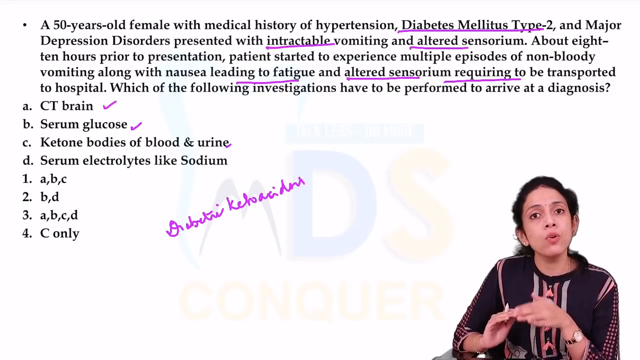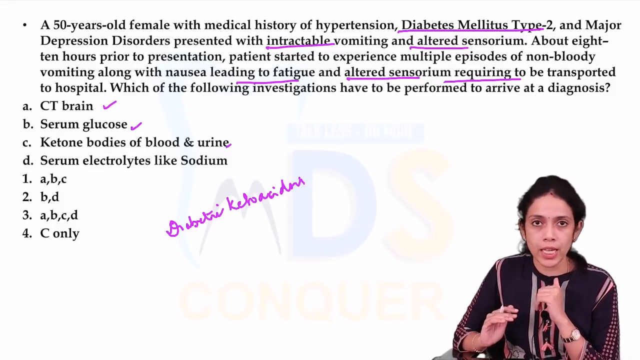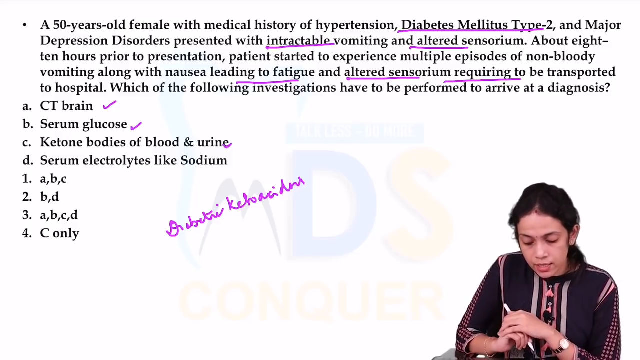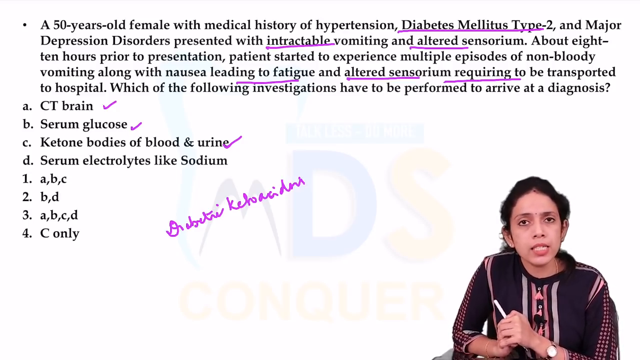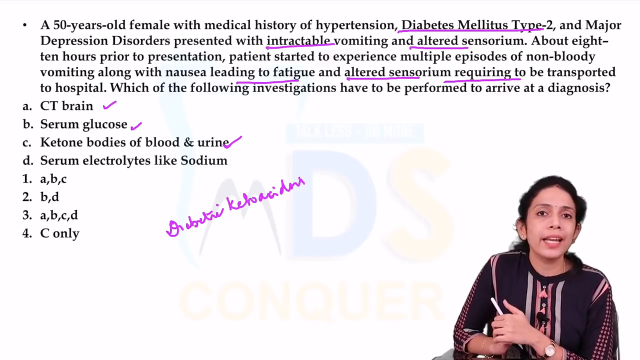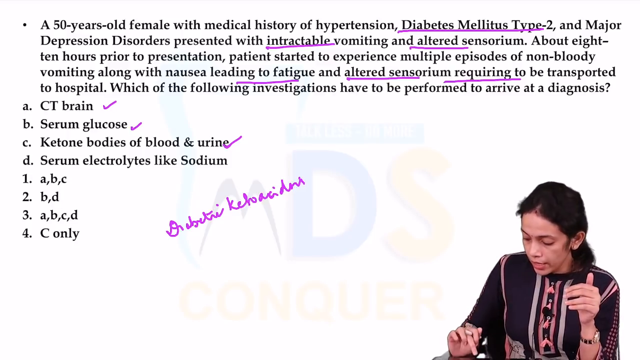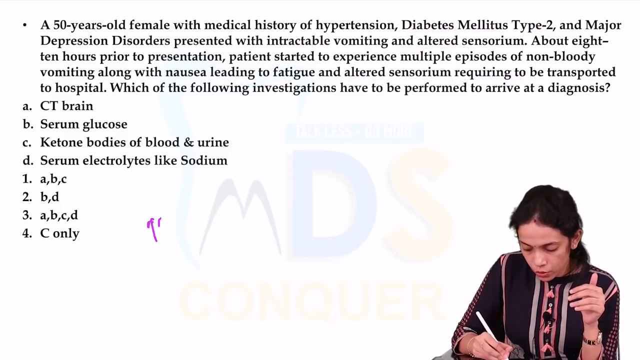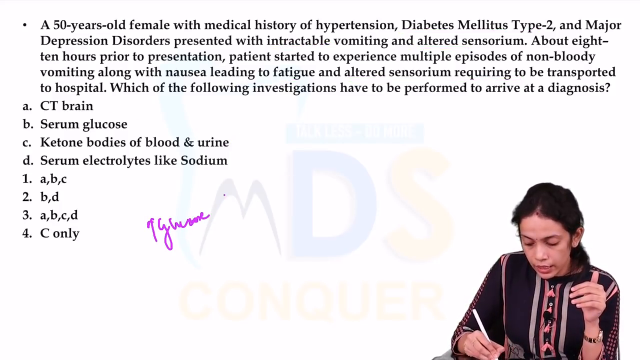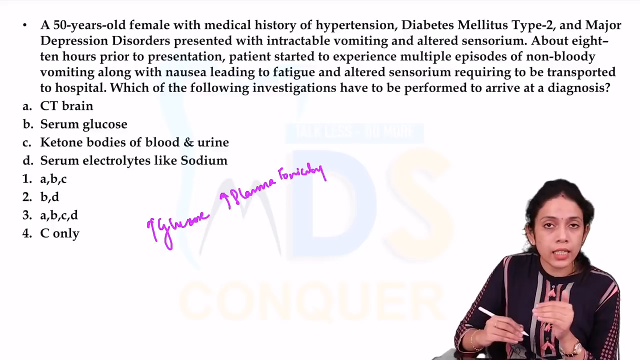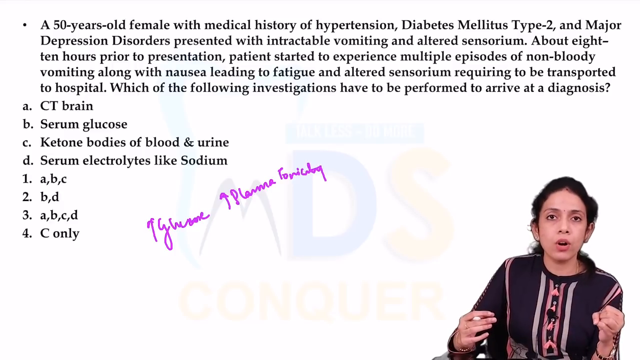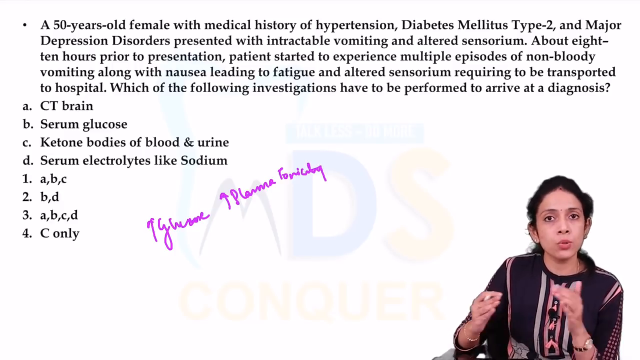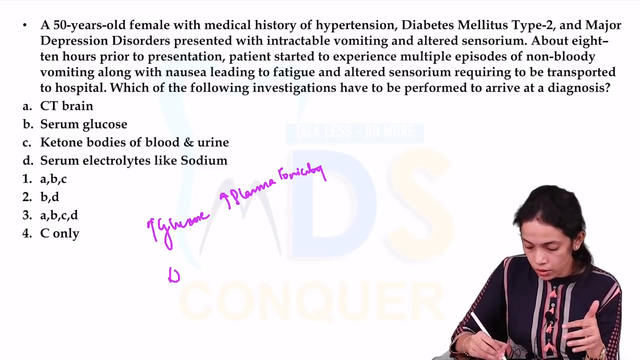So that's the reason you have to rule out ketone bodies both in the serum as well as in the urine. Next, serum electrolytes like sodium. Yes, you have to go for sodium because patients with diabetic ketoacidosis can have hyponatremia. Why? Because if there is increased glucose, there will be increased plasma tonicity, because of which water is driven from the intracellular area to the extracellular area.